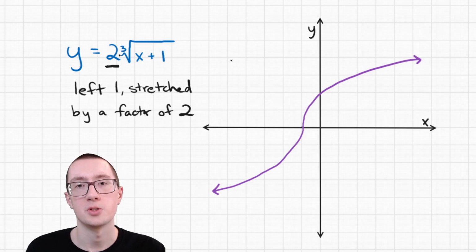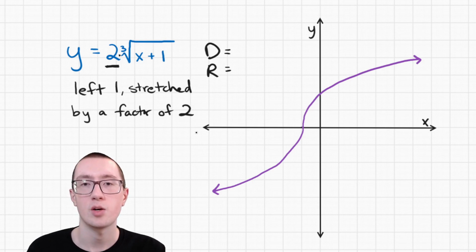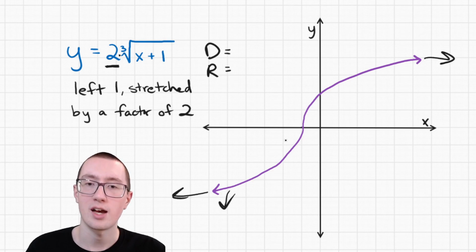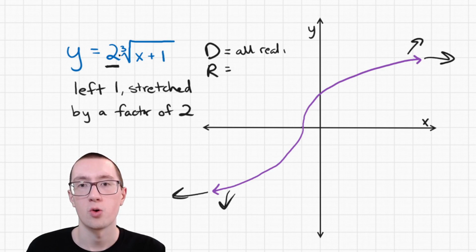Now, one more thing I wanted to address. For these kinds of problems, you might need to name the domain and range. Now remember that domain is just the numbers that you're allowed to put in for x, and the range are the numbers that you're allowed to put in for y. But you may notice that with this cube root equation, there's like no restrictions. We can put in any number for x because it goes infinitely to the left and infinitely to the right. And it's also going infinitely down and infinitely up, so we can put any number for y. So our domain and range are both all real numbers.